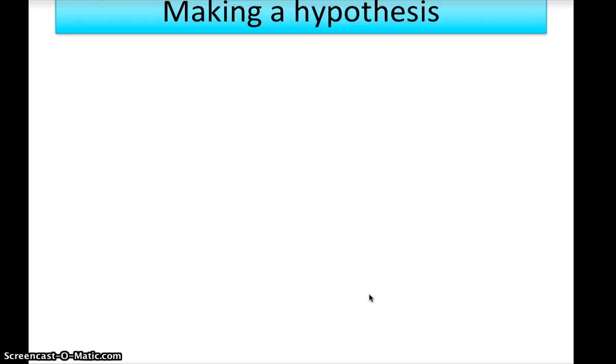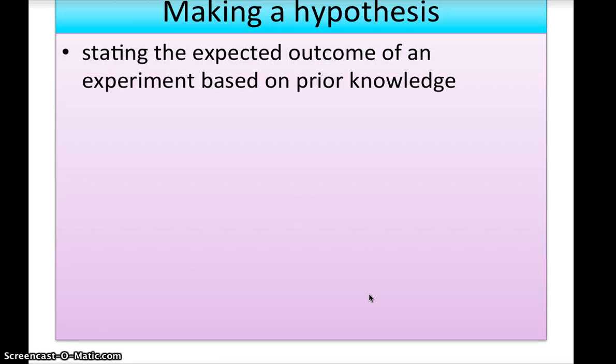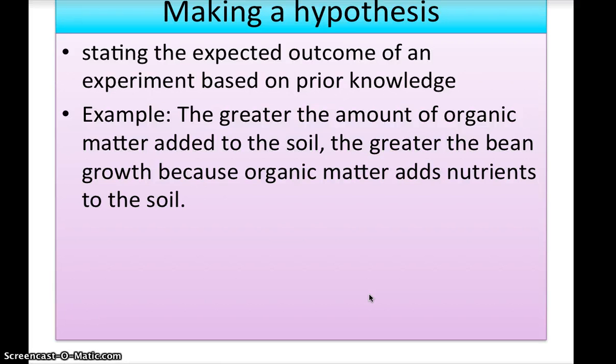Next up, making a hypothesis. You guys have had experience with this. A hypothesis states the expected outcome. An example of a hypothesis, this is what I have: the greater the amount of organic matter added to the soil, the greater the bean growth, because organic matter adds nutrients to the soil. Now this does not look like the type of hypothesis you are used to.